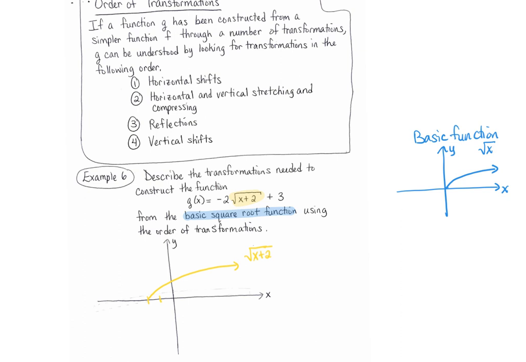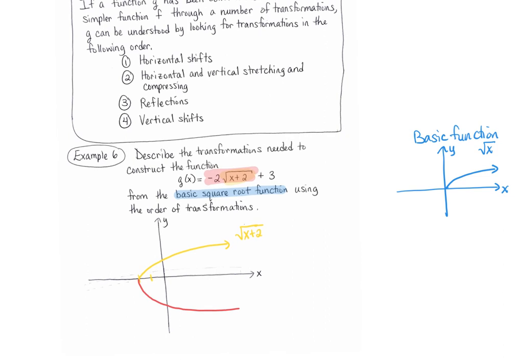And now let's use the red highlighter and examine -2 times the square root of x plus 2. This stretches the square root of x plus 2 vertically by 2. But that negative on the outside says we take the graph and reflect it across the x-axis. So this red graph is -2 times the square root of x plus 2.